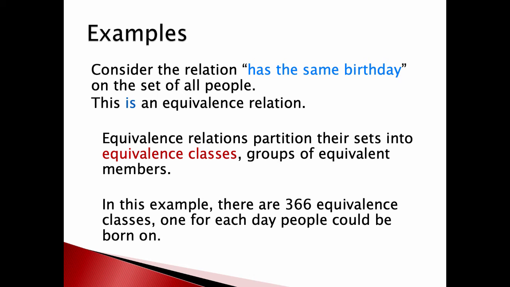So, there's one equivalence class for January 1st. That's all the people whose birthday is January 1st. There's another equivalence class for January 2nd. That's everybody who has their birthday on January 2nd, and so on.